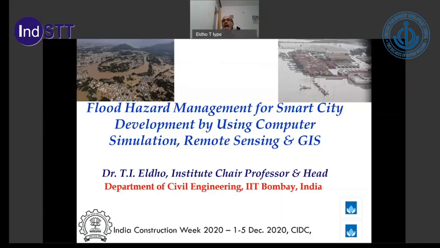remote sensing, and GIS. As all of you know, flooding is a major problem, especially in India for the last few years. As far as urban development or city development is concerned, whenever a flood takes place, it is a big issue as far as cities are concerned, and especially coastal cities.